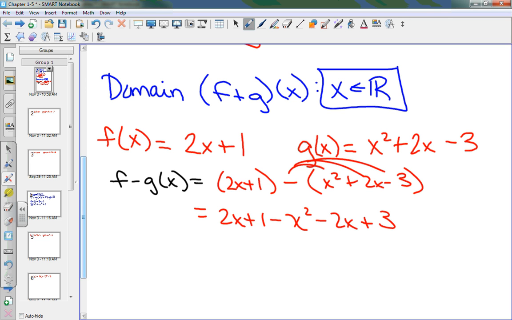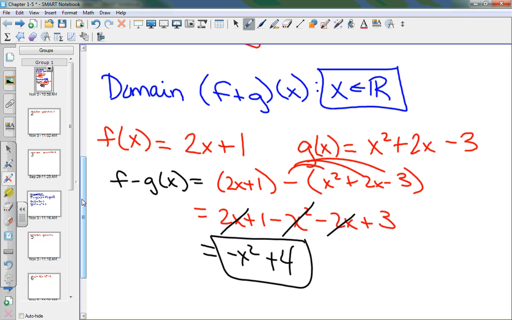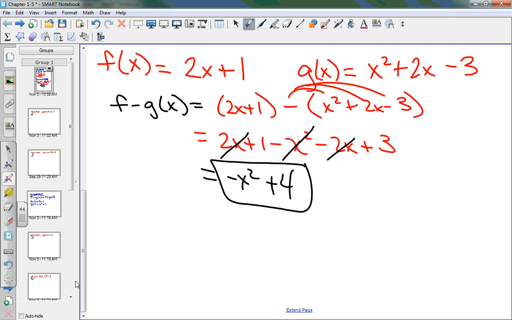Now can I combine like terms? Yep, negative x squared. Now what's 2x and negative 2x? Cancel out. What's 1 plus 3? 4. Domain. Are there any fractions? Are there any even roots? So what's my domain? The domain of f minus g of x is going to be x is an element of the reals. Do we understand that, yes or no?